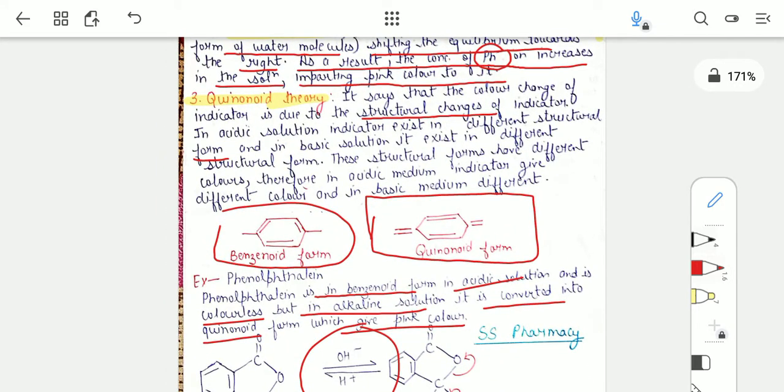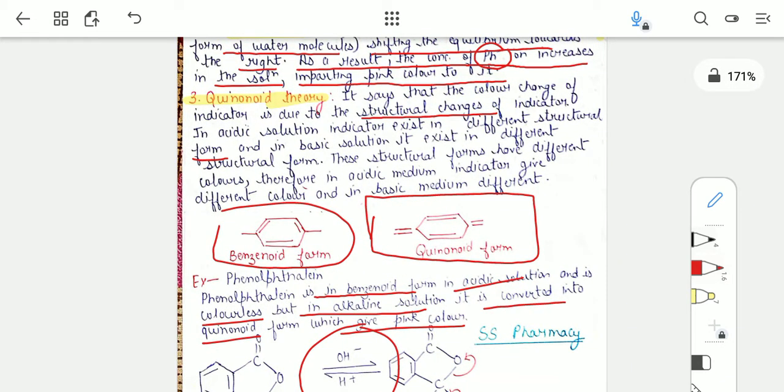In this video we covered the theories of acid base indicators, which are different from the theories of acid base titrations. This is a very important topic. Questions are often asked from here.